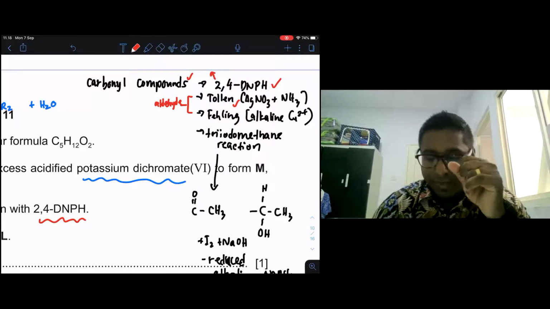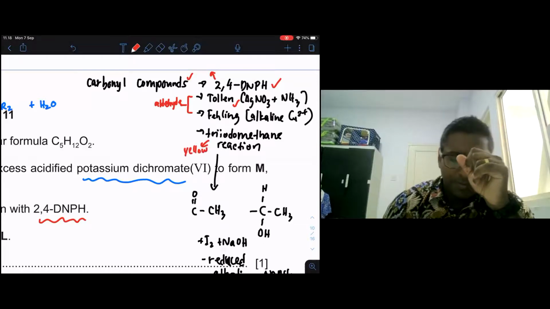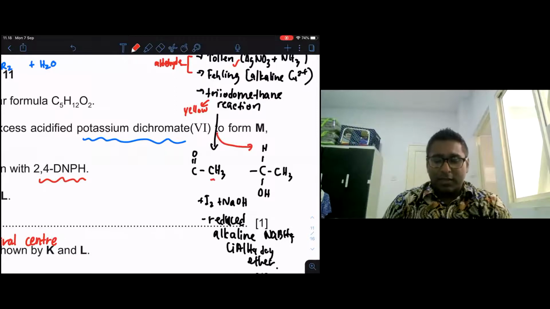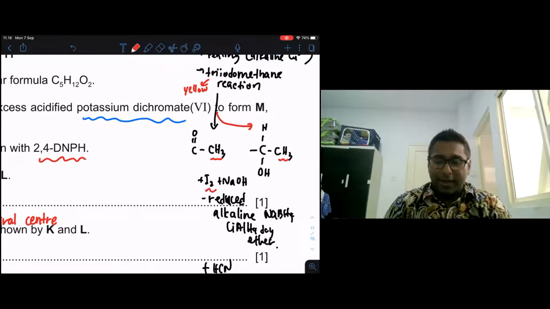This one will give you the mirror. This one is yellow precipitate. Okay, triiodomethane. So please go and read about this. Triiodomethane, you can have 2 conditions. As long as they have CH3 over there, they can actually detect. How do they detect, and how do they write the equation?